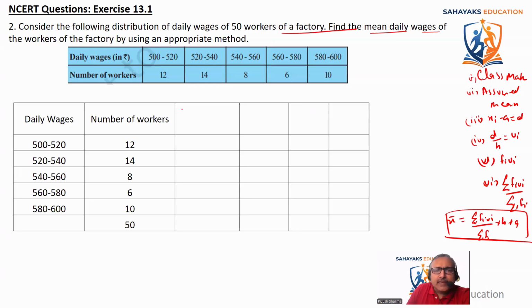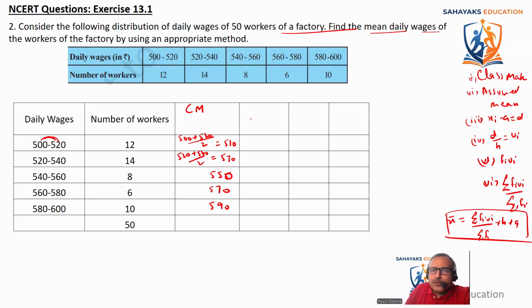First we'll find the class mark. It is 500 plus 520 divided by 2, so it comes out to be 510. Then 520 plus 540 divided by 2 comes out to be 530. In the similar manner, this comes out to be 550, this 570, and this 590.